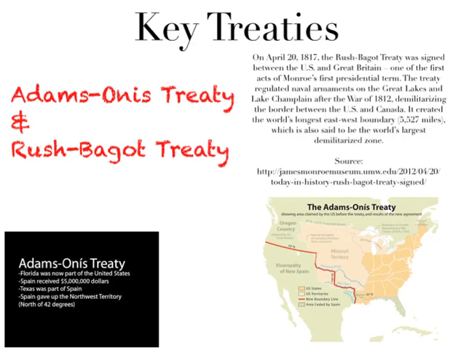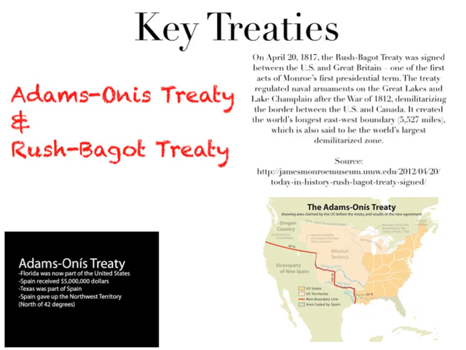This is very important because that current east-west boundary in the northern part of the United States between us and Canada is still in effect. And that started with the Rush-Bagot Treaty. So that's very, very important. And if you want some more details on that, you can go to the source down here. It's the James Monroe Museum, and you can check that out if you'd like some more details.